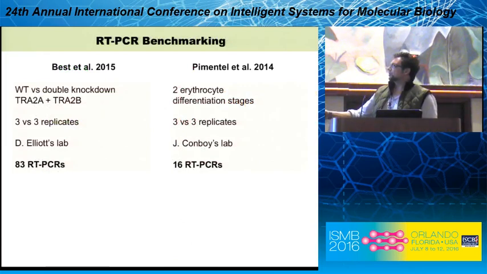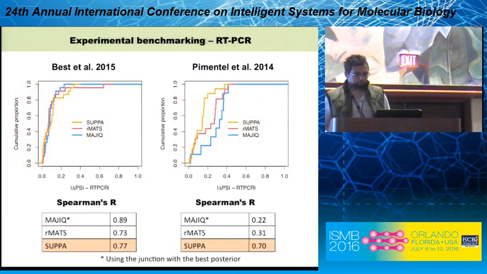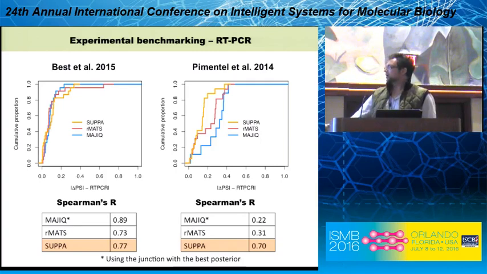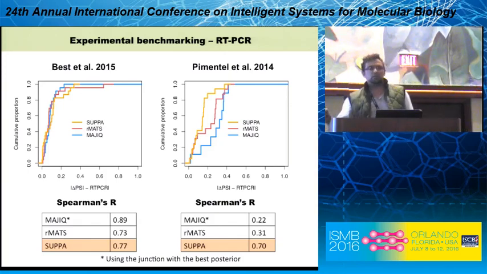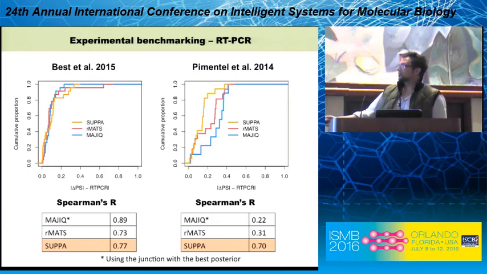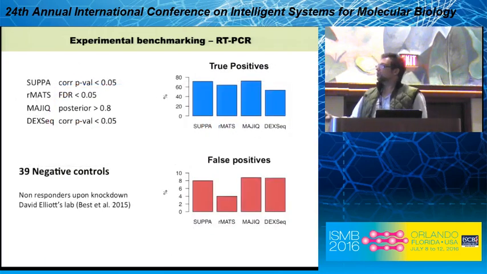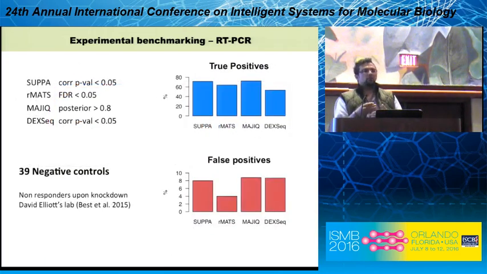So these are 83 from this paper, and then we also had 16 from this other paper. Again, 2 conditions, 3 replicates each condition. So SUPPA, in this case, running Salmon first for quantification, and then SUPPA. It stays quite good in terms of correlation, and also in terms of the average distance between the RT-PCR PSI and the estimated PSI from the method. Now we are also adding MAJIQ, which came up recently, because it also takes into account 2 conditions and multiple replicates per condition.